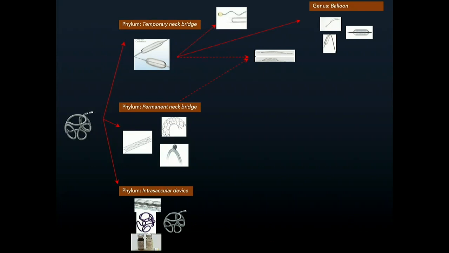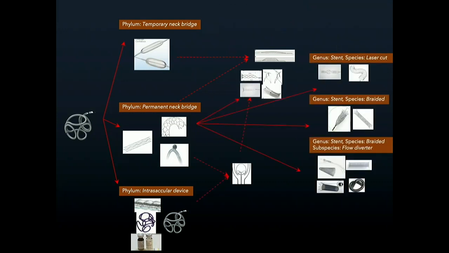The temporary neck bridges, we've got balloons, of course, in various shapes, sizes and forms, and we've even got balloon-like stents or stent-like balloons, crossover type devices, whichever way you want to think of it. And the stents themselves have diverged into a multitude of different devices, some which are very niche and designed specifically for tricky bifurcations, others that are braided, and others are laser cut. So there's a wide variety of devices.